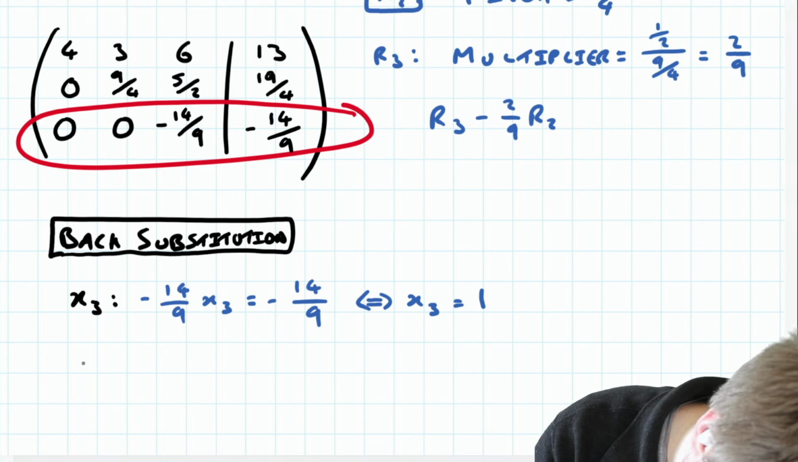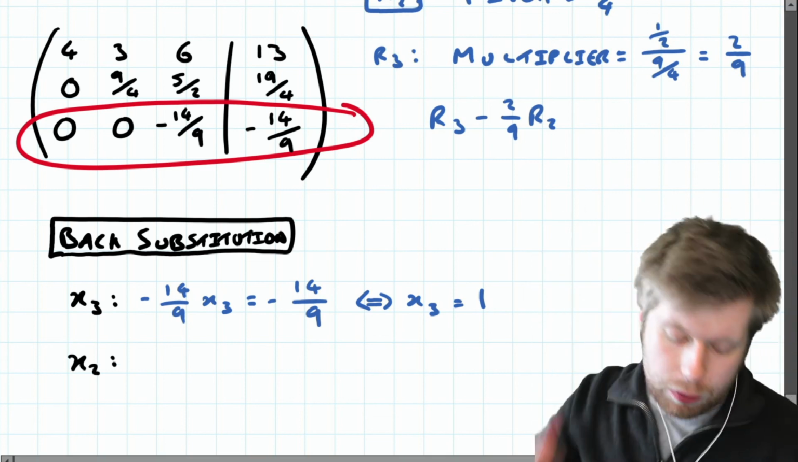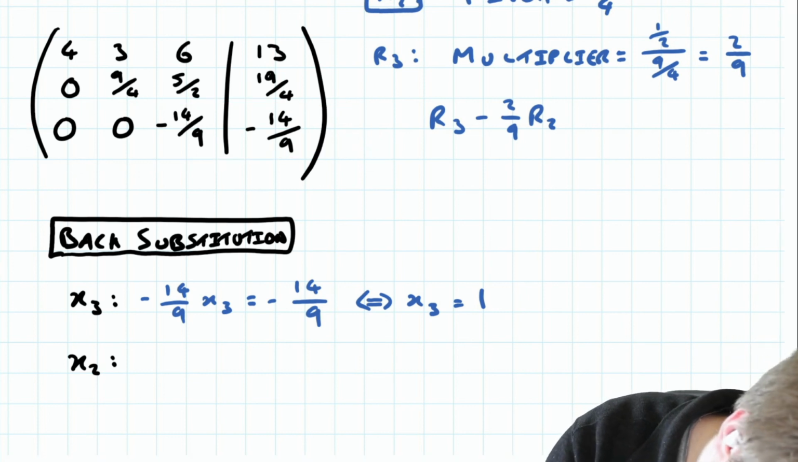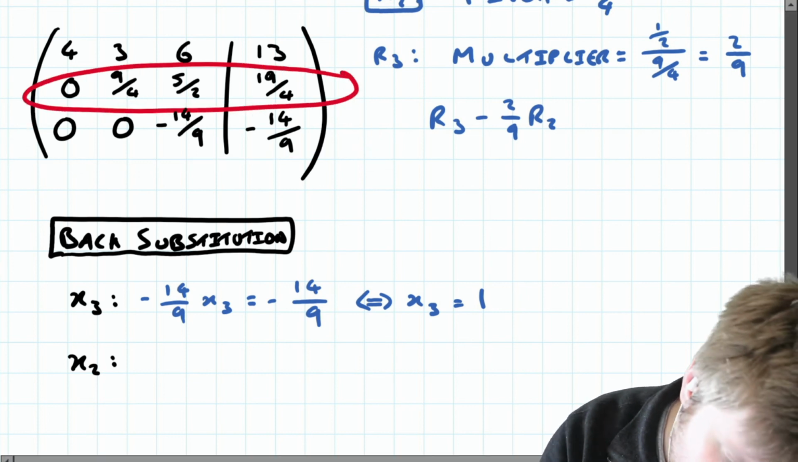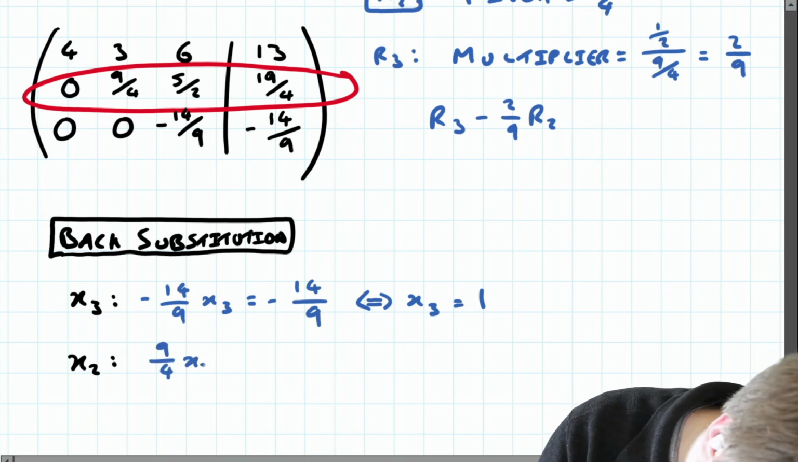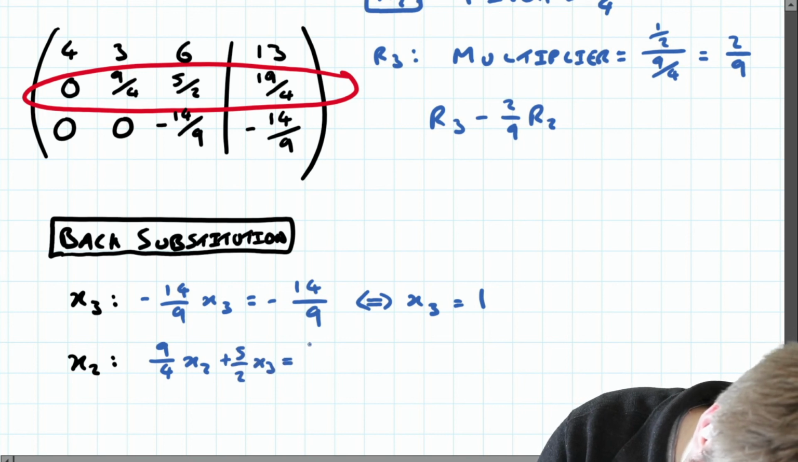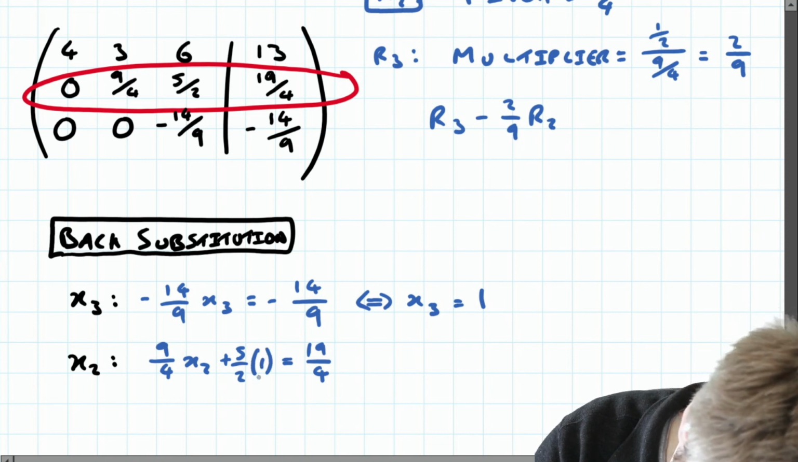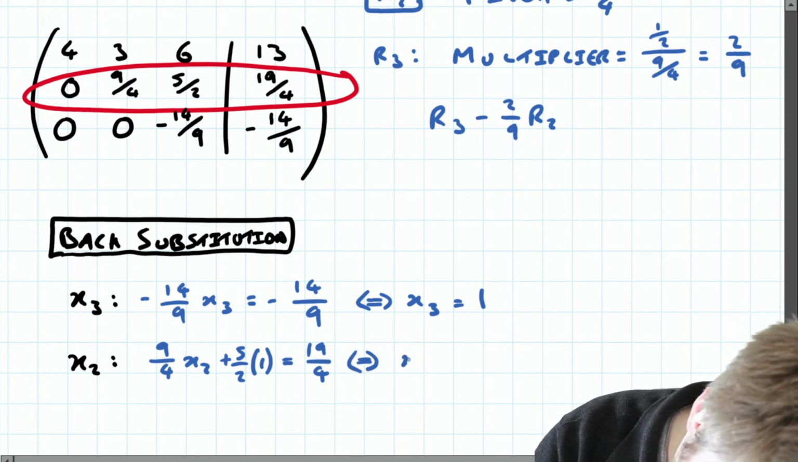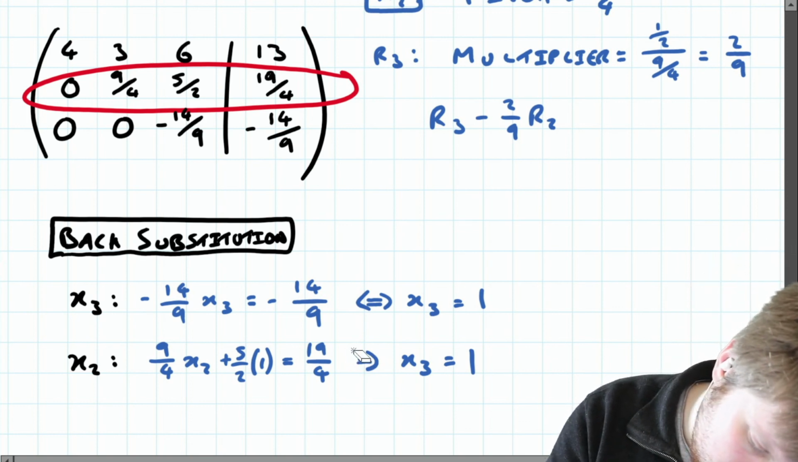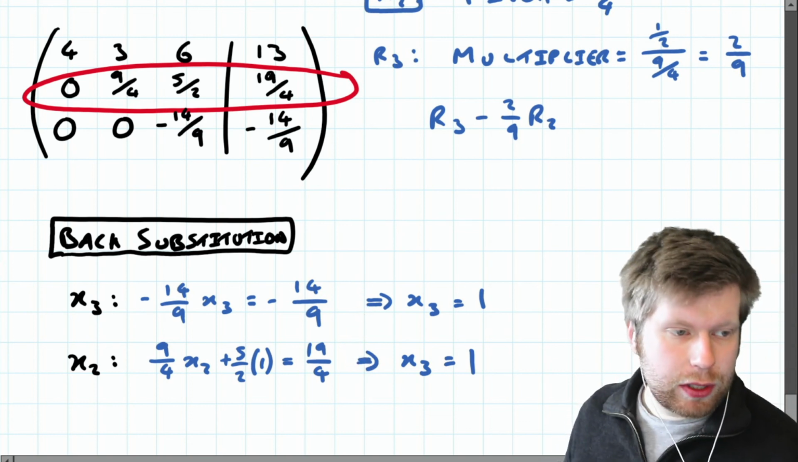Now let's have a look at x2. I now know x3, so my next row will basically give me 0 times x1 plus 9 over 4 times x2 plus 5 over 2 times x3 has got to be equal to 19 over 4. That's good, because I know that x3 has got to be equal to 1.